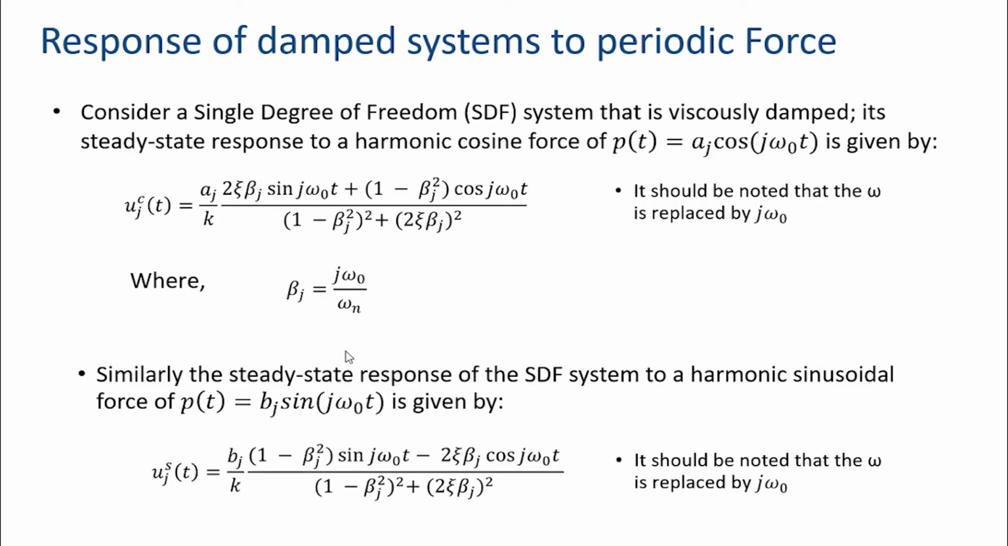So the response due to this sine term would be this. That would be Bj by k, again equivalent to the P naught by k term, and 1 minus frequency ratio square multiplied by sine j omega naught t minus 2 zeta Bj cos j omega naught t, divided by the same numerator.